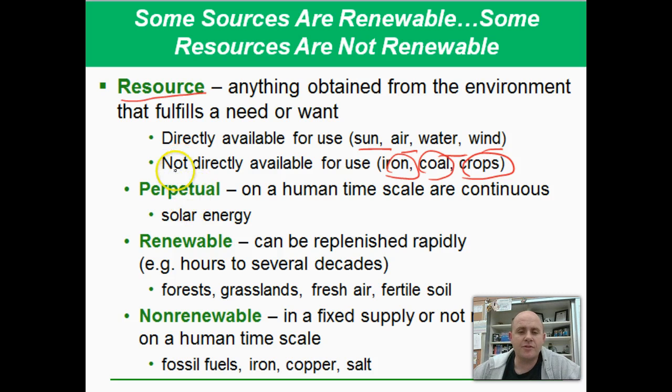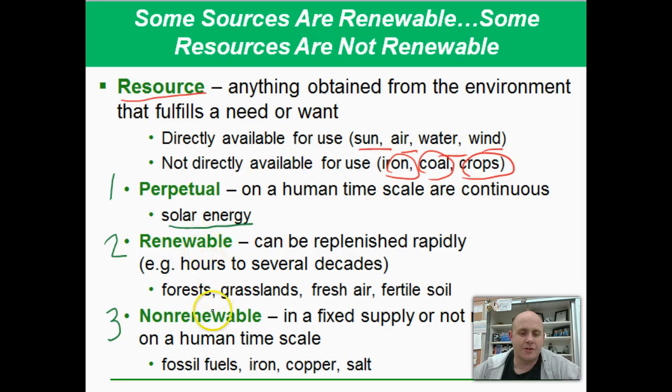And then when it comes to resources, there's really 3 different types of resources we can focus on. One, a perpetual resource. This is something that basically is continually supplied to the earth throughout a human's time here on the planet. The best example of a perpetual resource is solar energy. We just keep getting it. It just keeps coming in from the sun. It's kind of nice to have around.